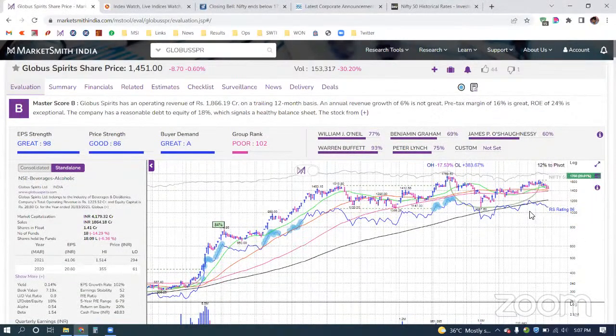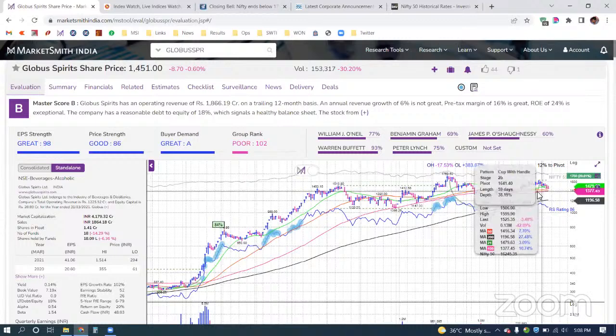Global spirits also the similar situation. Fundamentally, the stock is very good. It is indicating an EPS of 98. Every technical rating as well is good. Price strength of 86 combined with the buyer demand of A rating. That is our buy watching stock.